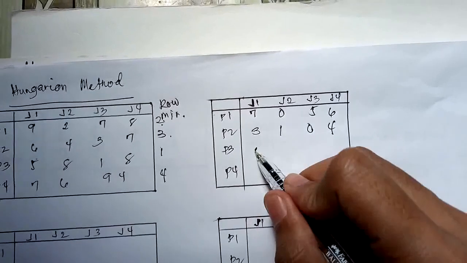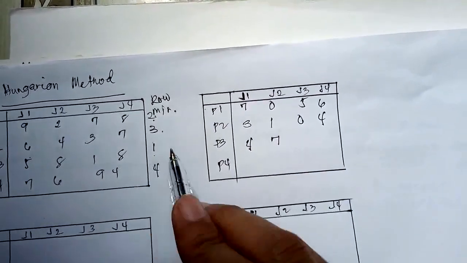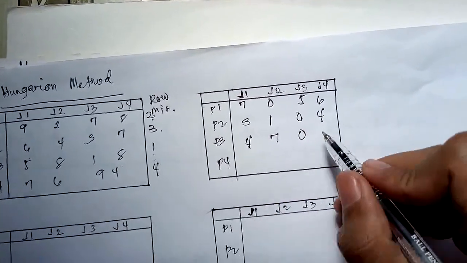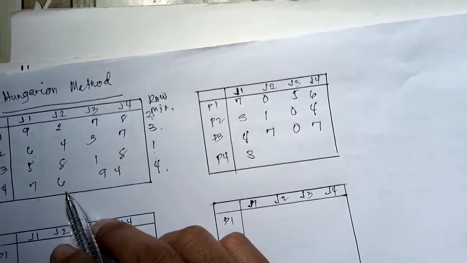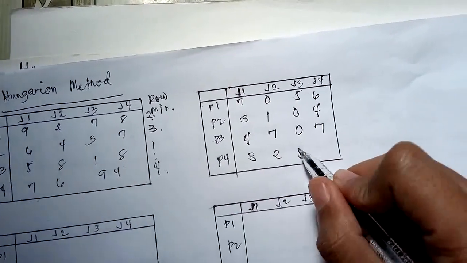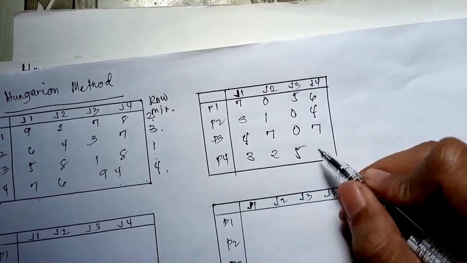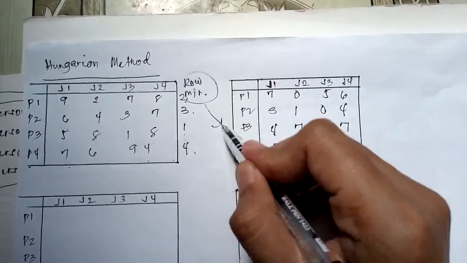5 minus 1 is equal to 4. 8 minus 1 is equal to 7. 1 minus 1 is equal to 0. 8 minus 1 is equal to 7. 7 minus 4 is equal to 3. 6 minus 4 is equal to 2. 9 minus 4 is equal to 5. And 4 minus 4 is equal to 0. So that is the row minimum.